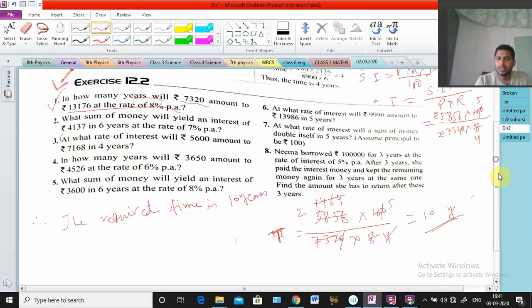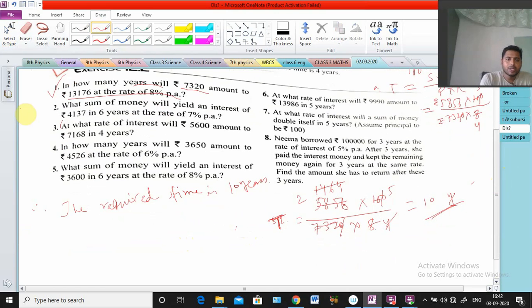Okay, next question, see question number 2. Question number 2 is telling here: what sum of money will yield an interest of 4137 in 6 years at the rate of 7% per annum. Question clear? What sum of money will yield an interest of 4137 in 6 years at the rate of 7% per annum?